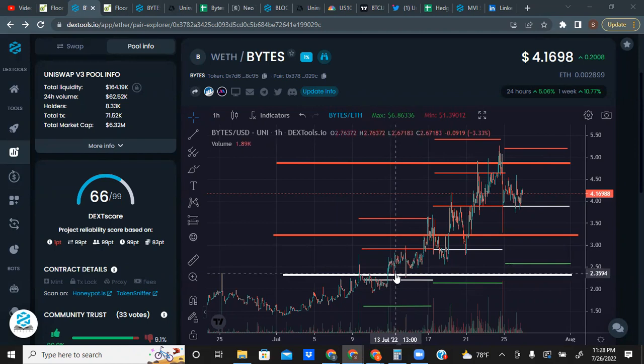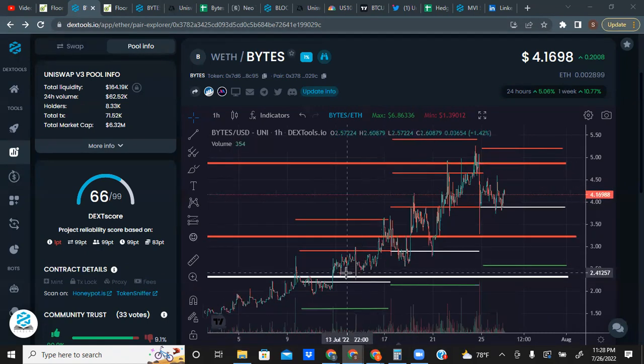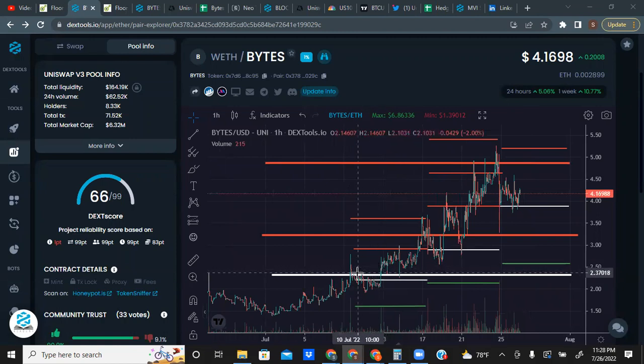So just looking at the charts, I went ahead and created the monthly pivot chart. If you're not familiar with pivots, it's very simple. You can use a calculator by taking the high, the low, and the close, and it just gives you some mathematical targets to use to trade the prices of really any asset.